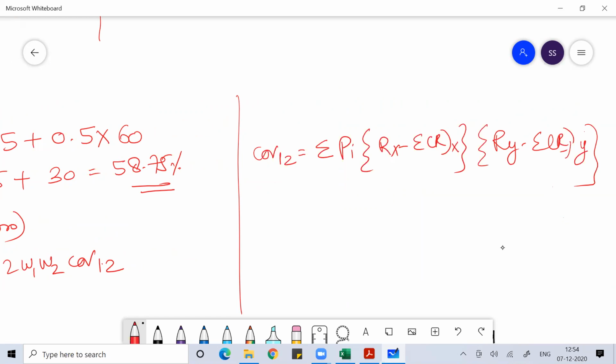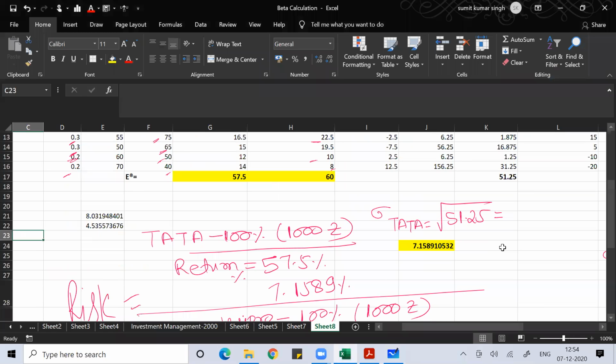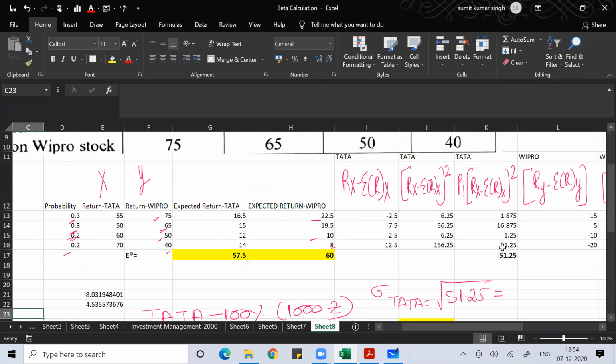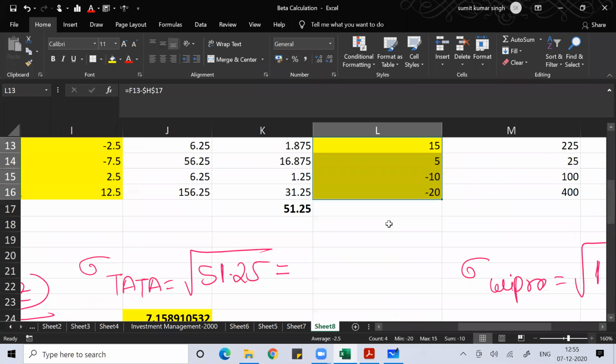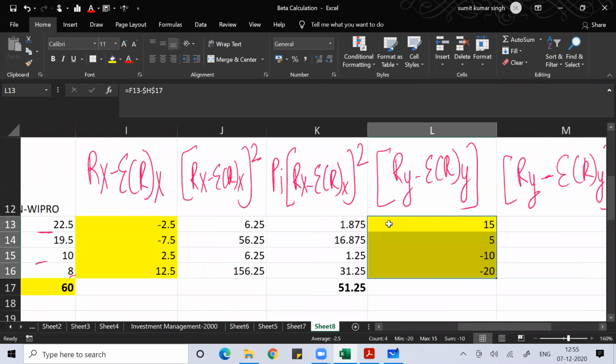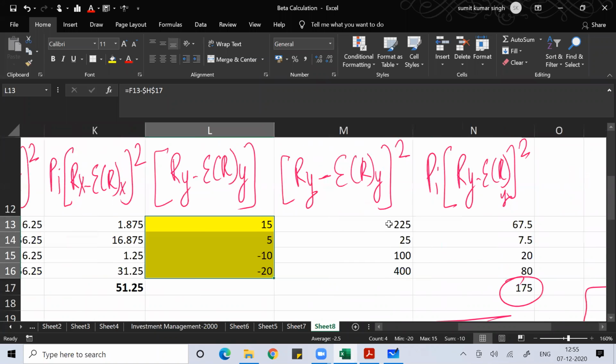Now I can find their covariance. I already have Rx minus ERx, and this is Ry minus ERy. Let me increase the size. So this is already Rx minus ERx, and this is Ry minus ERy.